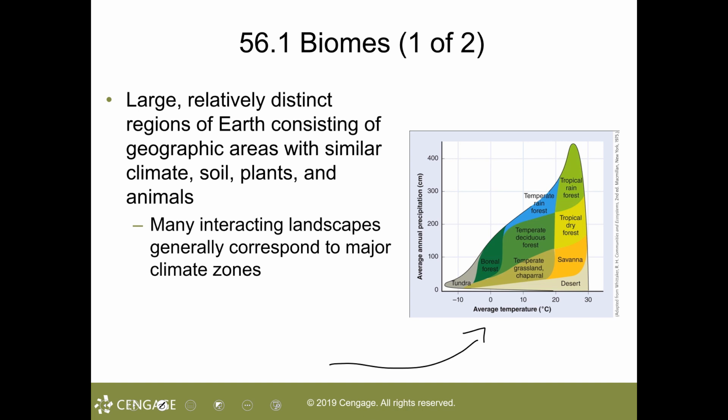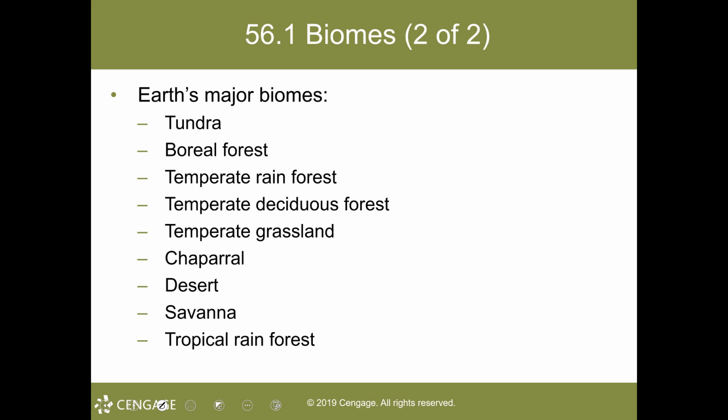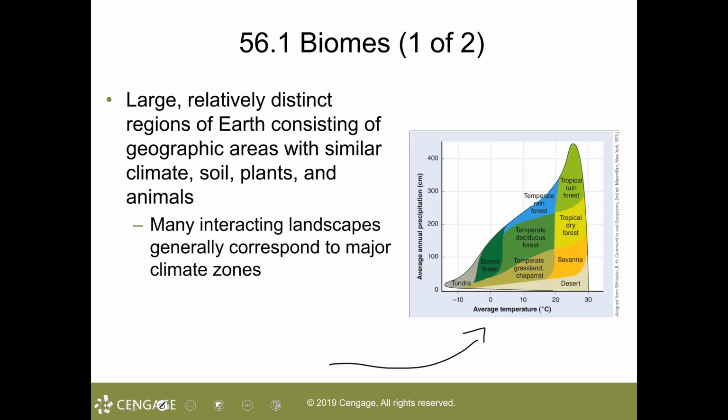As we continue, there are 9 major biomes: the tundra, the boreal forest, the temperate rainforest, temperate deciduous forest, temperate grassland, the chaparral, desert, savanna, and tropical rainforest. As we discuss each biome as a distinct entity, biomes integrate into one another at their boundaries.